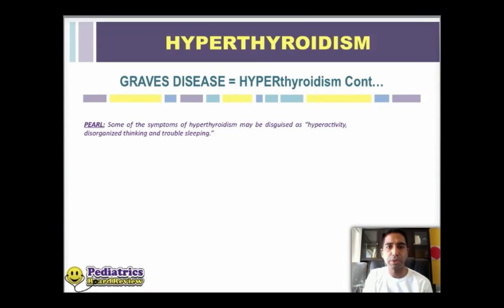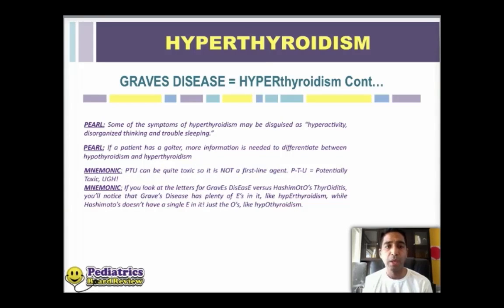All right, here's a pearl. Some of the symptoms of hyperthyroidism may be disguised as hyperactivity, disorganized thinking, and trouble sleeping in a patient. So whenever they start to discuss a patient and it sounds like there's more psychiatric issues at play, start wondering, could there potentially be something else going on and it's not just psychiatric? If a patient has a goiter, more information is needed to differentiate between a patient who has hypothyroidism versus hyperthyroidism.